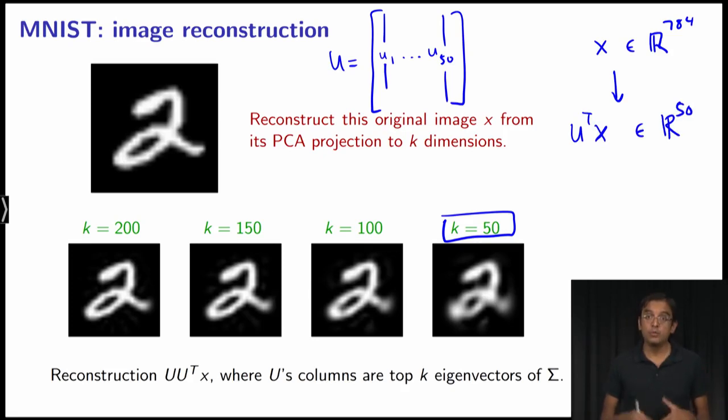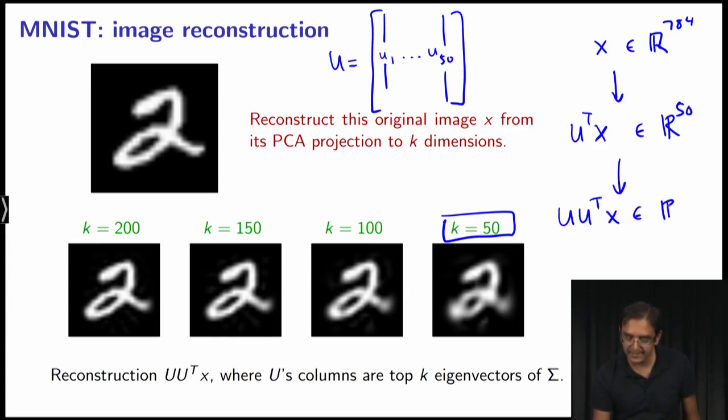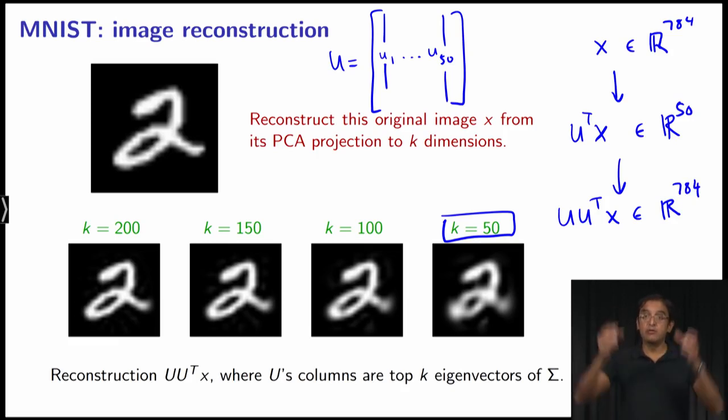Now, when we want to reconstruct something in the original space, we just multiply by the matrix U. And that's again in 784-dimensional space. That's how we take a projection and recreate a point in the original space. Okay, that's it for today.